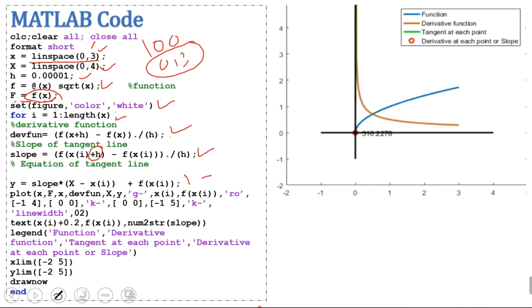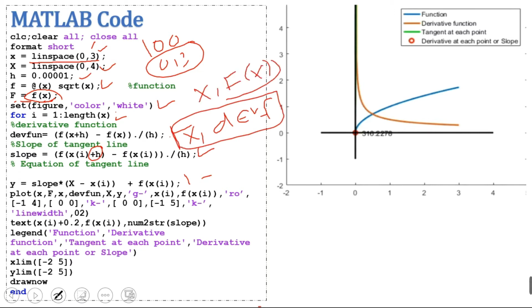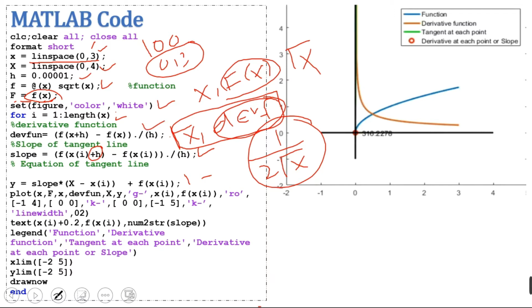Then we plot our derivative function, x versus derivative function, and x versus the given function, that is f of x, or square root of x. Our derivative function is 1 over 2 square root of x. We find the derivative function by using the definition of a derivative.